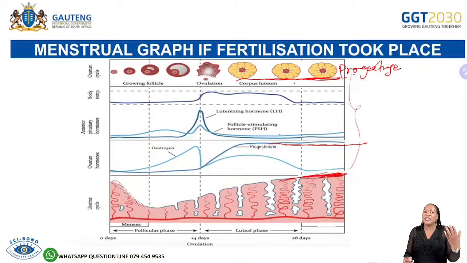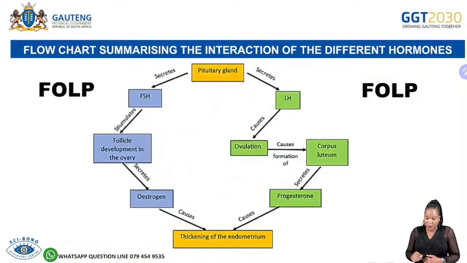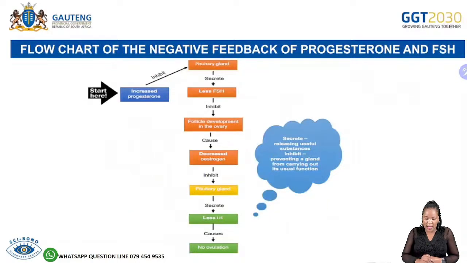So to see if fertilization took place or not, the key is the size of the corpus luteum. Right, this is just another flow diagram to show you how the FOLP works. So let us look at the negative feedback of progesterone and FSH.